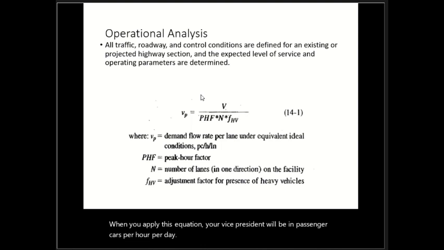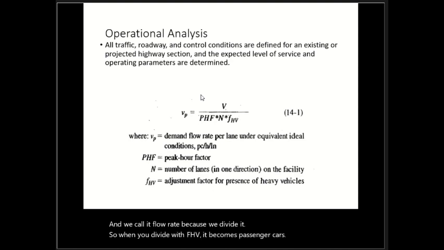Okay, so capital V was vehicles per hour. vp is passenger cars per hour per lane. Okay, clear? And we call it flow rate because we divide it with peak hour factor. So when you divide with fHV, it becomes passenger cars. When you divide by N, it becomes per lane.